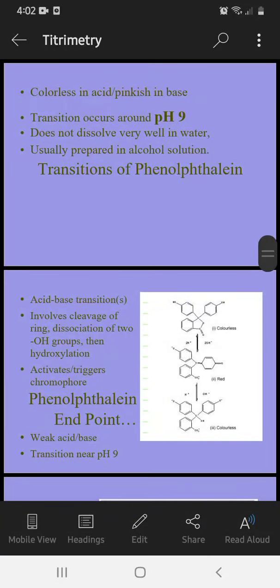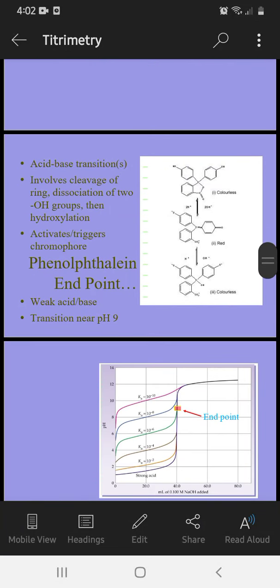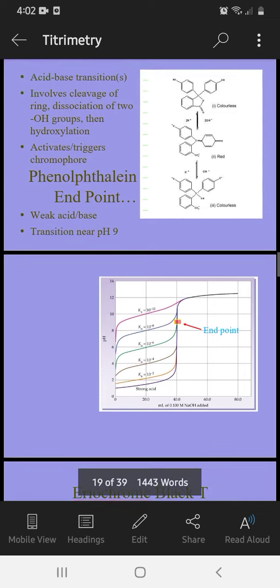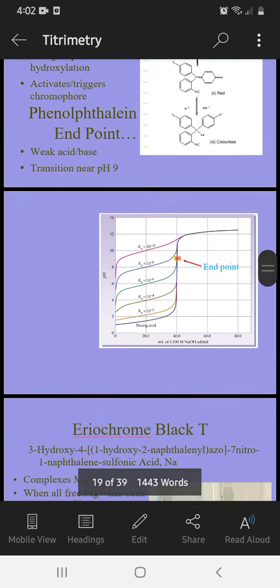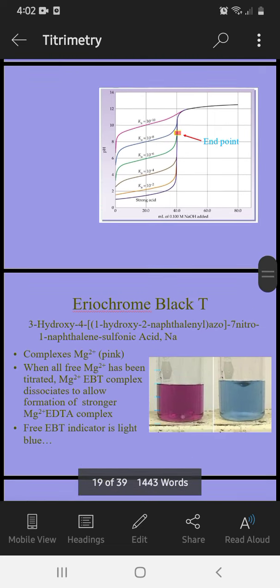Transitions of phenolphthalein in acid-base titrations involve cleavage of the ring, dissociation of two OH groups, then hydroxylation. This activates and triggers the chromophore of phenolphthalein at the end point. It is a weak acid-base transition near pH 9.